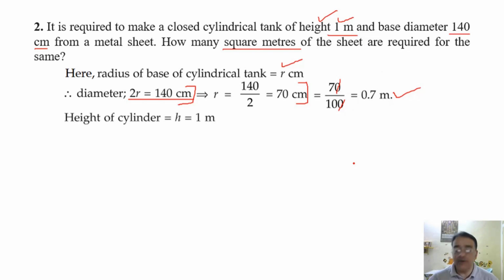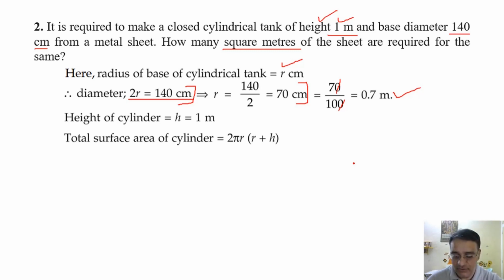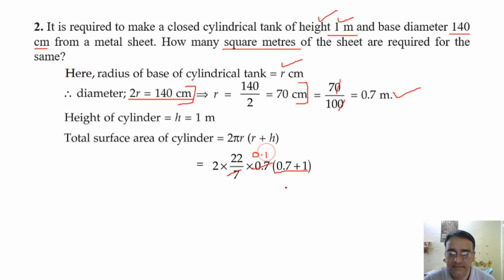Now the total surface area, what is the formula of total surface area? 2 pi r into r plus h. Very good. Okay, so now we are going to substitute the value of pi, r and h. So substitute: 2 into 22 by 7 into 0.7 into 0.7 plus 1. Okay, so we can cancel this to 0.1. Or you can multiply it and then cancel.